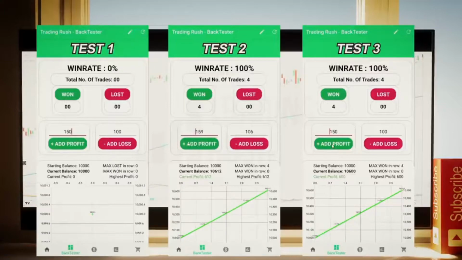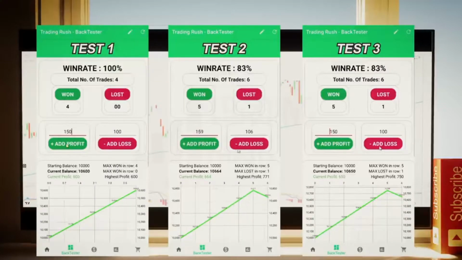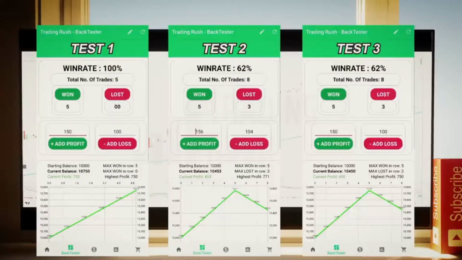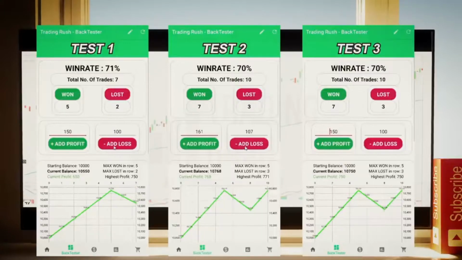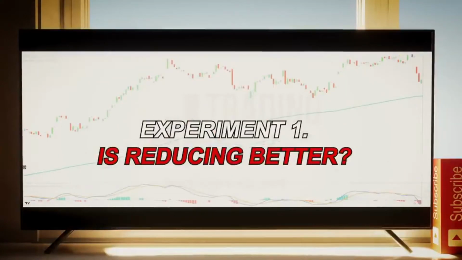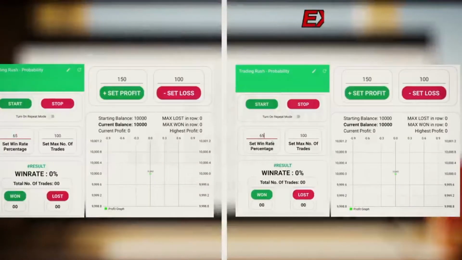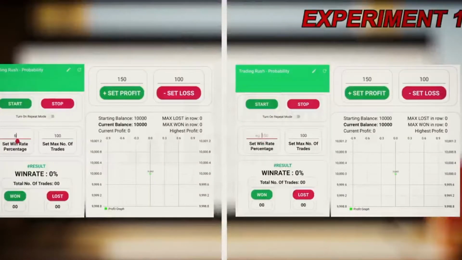The data you're about to see is not only surprising, but you will most likely end up using the best compounding method we have found. In the first experiment, we will test if reducing the position size when there is a loss is a good move or not. Here I have the probability section of the official Trading Rush app.